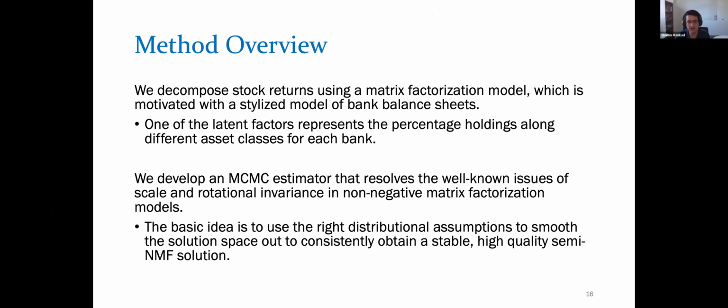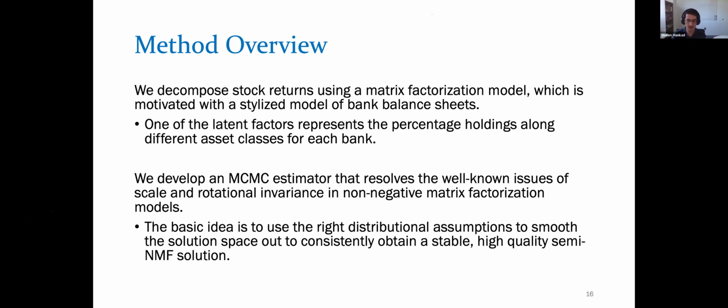So at a high level, what the method does is it takes stock returns and does matrix factorization. If you are familiar with principal component analysis or singular value decomposition, that kind of thing, we're doing something like that. It's a variant, so it's not actually singular value decomposition. It's a form of non-negative matrix factorization, which is just another type of matrix factorization.